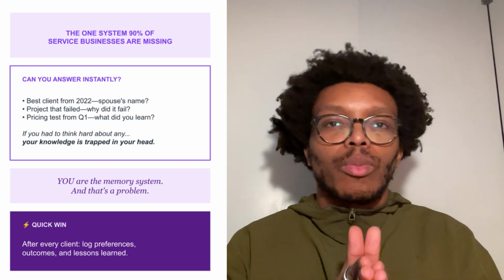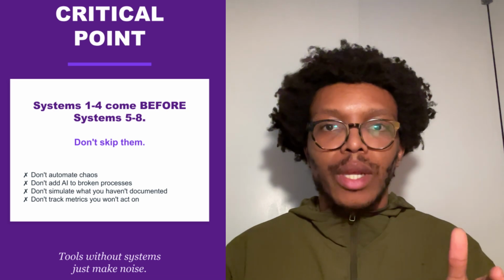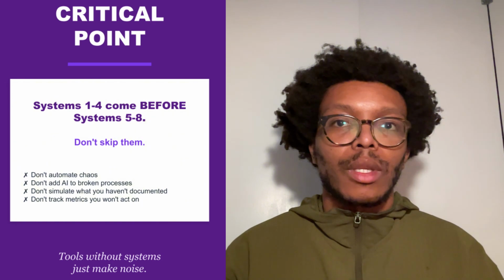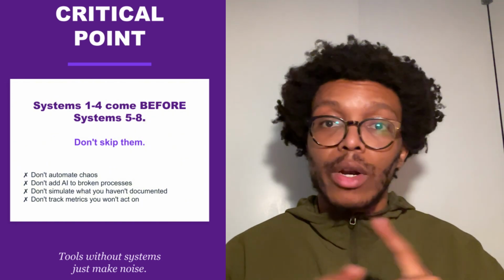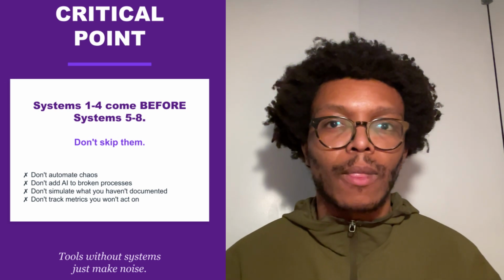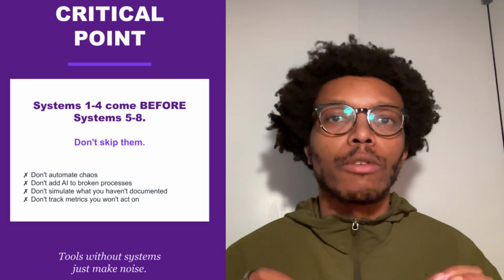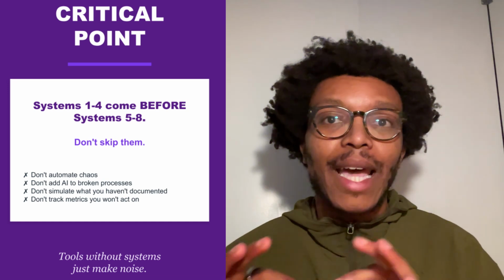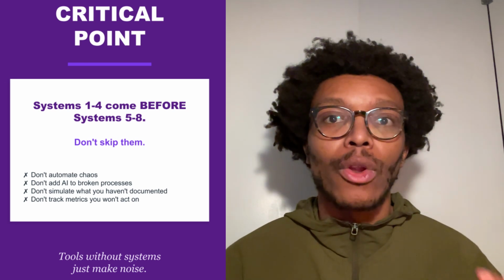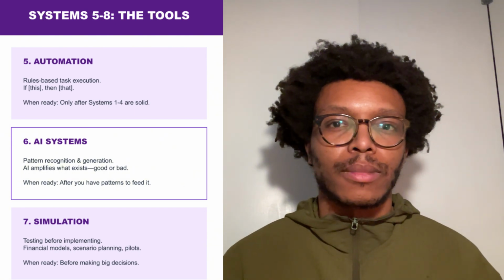And so here's the critical point. Systems 1 through 4, process, waste, degradation, and memory. These come before the next 4. Don't skip them. Don't run around automating chaos. Don't add AI to broken processes. And don't simulate what you haven't documented. We want to avoid tracking metrics that you won't act on. Again, tools without systems just make noise. So let's talk about tools.